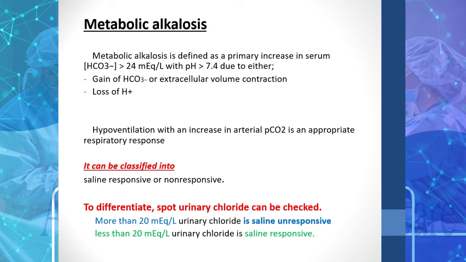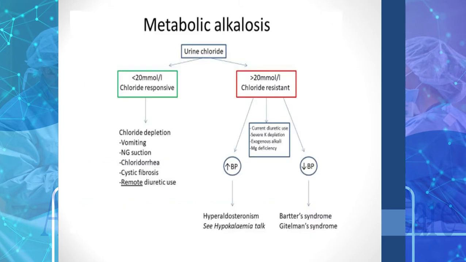If there is metabolic alkalosis in the patient and we cannot identify the cause. If we can identify the cause, we will deal with it. If we cannot, we will use the urinary chloride to differentiate and to know the cause of the metabolic alkalosis. So as I told you, now we will do the urine chloride.